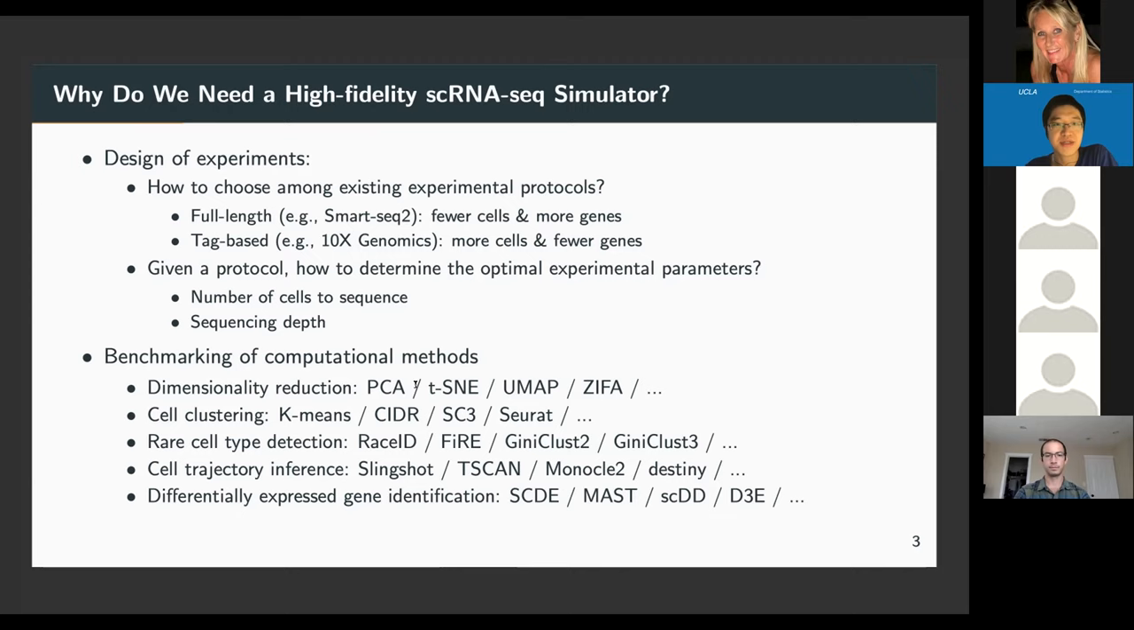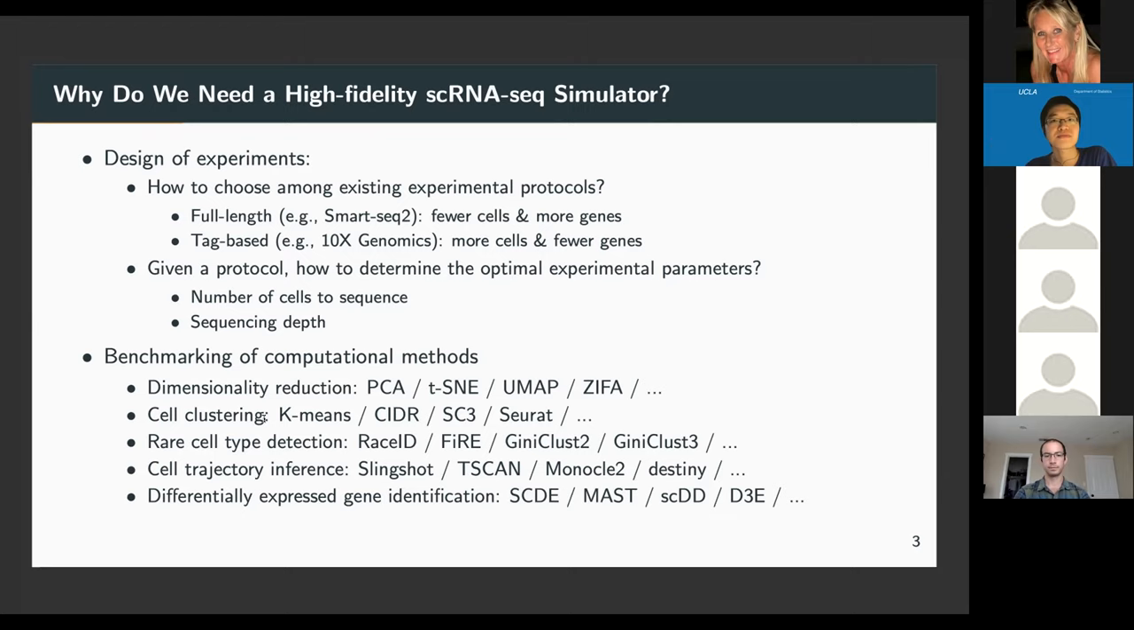So we want to use a simulator to address these two issues, because with simulators, we can generate large numbers of simulated data sets very cheaply and very efficiently. And for the benchmarking, we have the ground truth, for example, the ground truth labels of cell types. That can help with the benchmarking of computational methods.